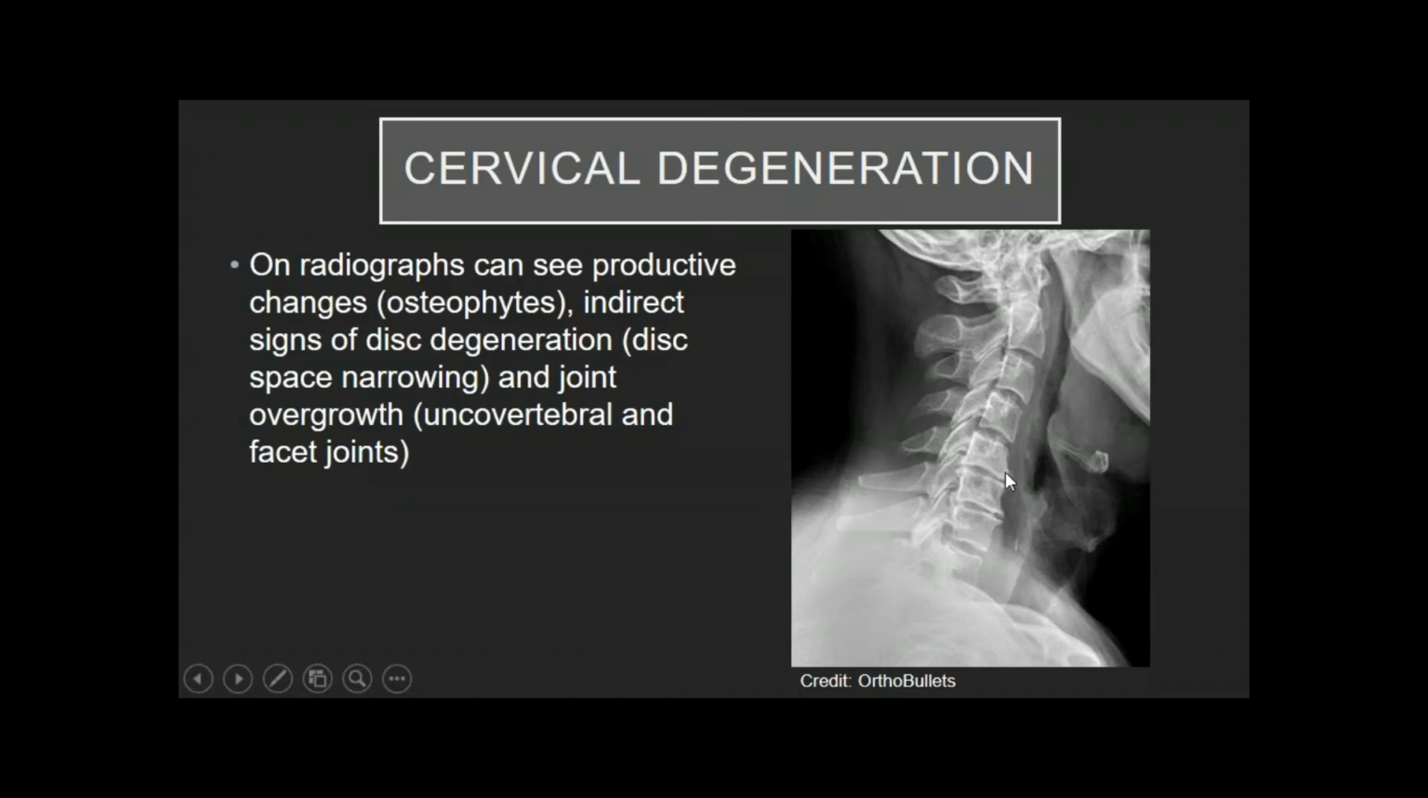These are called productive changes or osteophytes. What causes them to happen? Well, the disc is degenerating. It's degenerating to the point that it gets thinner and thinner and thinner. Maybe it's bulging out the back. We don't know unless we get an MRI.